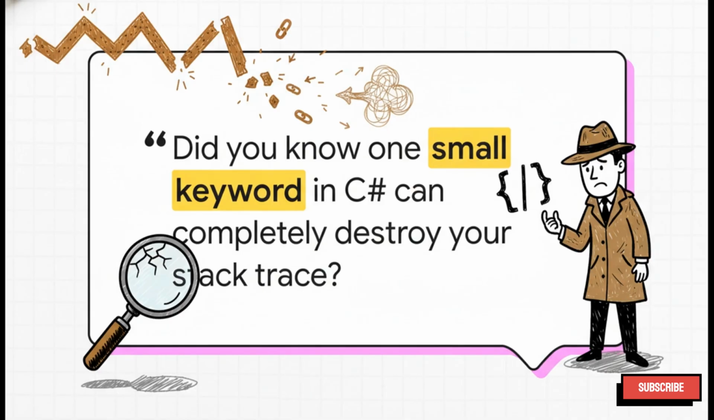And you know how crucial that is, right? The stack trace is everything. It's your map, your breadcrumb trail that leads you right to where the code broke. Losing it, that's like a detective showing up to a crime scene and finding out all the evidence has been scrubbed. You've got nothing to go on.